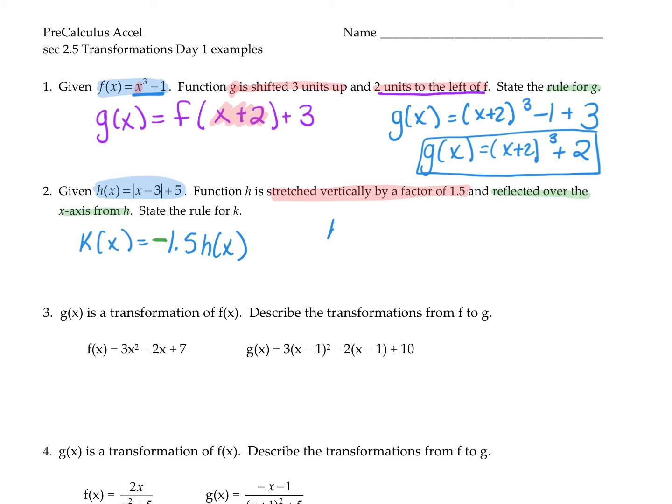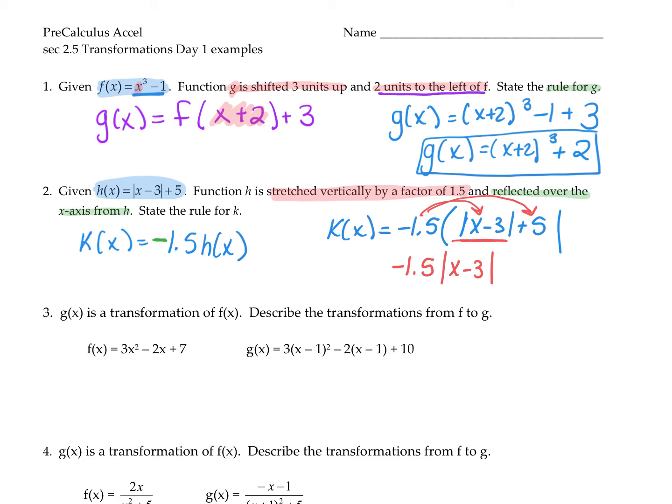So what this will look like is that k of x will equal negative 1.5 times the h function, which is the absolute value of x minus 3 plus 5. Now I'm going to distribute this 1.5 in. Keeping in mind, I can't actually distribute the negative 1.5 into the absolute value, so I was left with negative 1.5 times the absolute value of x minus 3. But I can do negative 1.5 times 5, and that'll give me negative 7.5. And so this is what my k function will look like, transformed.